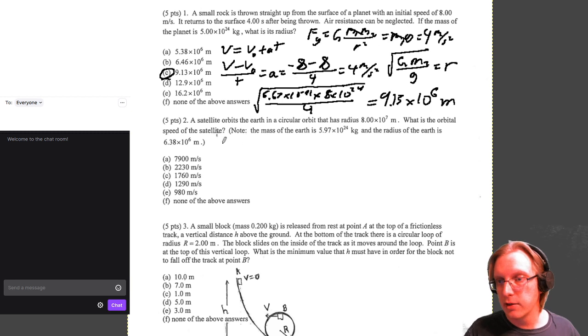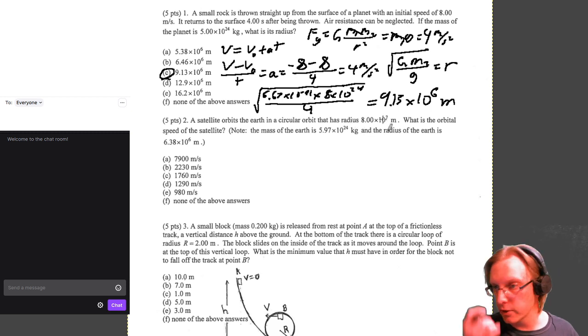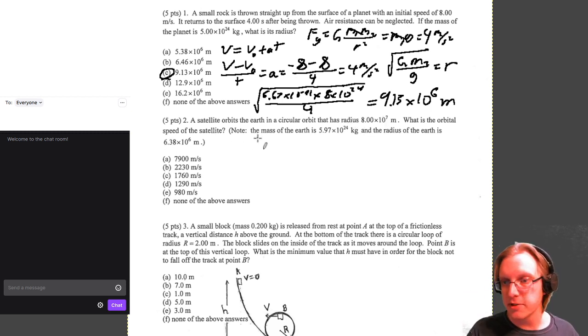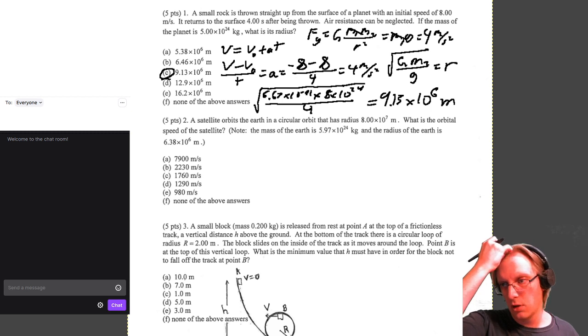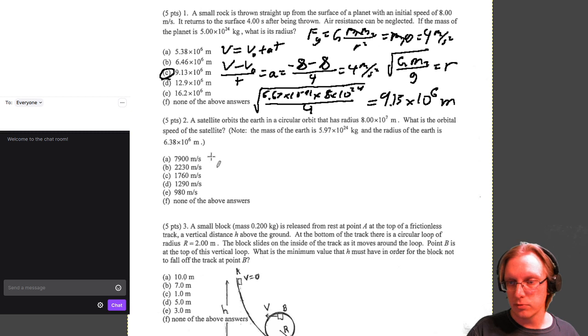A satellite orbits the Earth in a circular orbit that has a certain radius. Not a trick question. Radius, not altitude. Very good. What is the orbital speed of the satellite? Note the mass of the Earth is this much, and the radius of the Earth is that much, which is not relevant to the question. The radius of the Earth is not relevant to this question at all. Alright, so we need, let's see here, we have a period. We have a question for period, I believe.